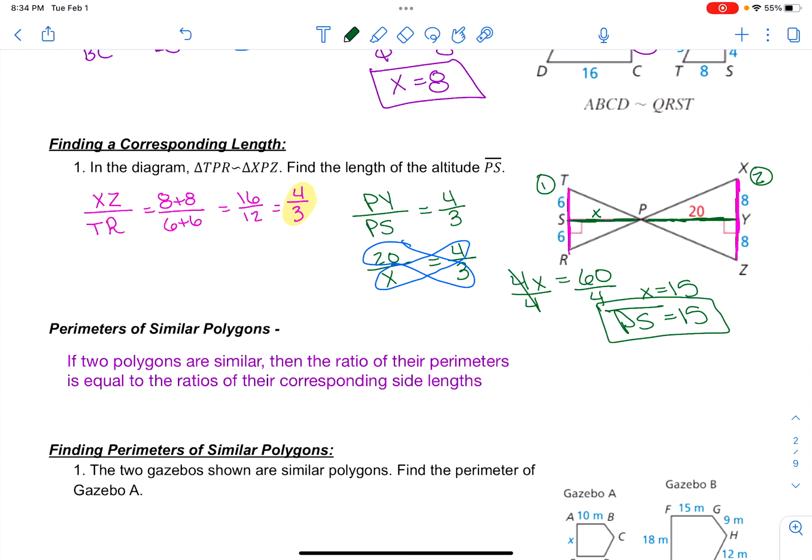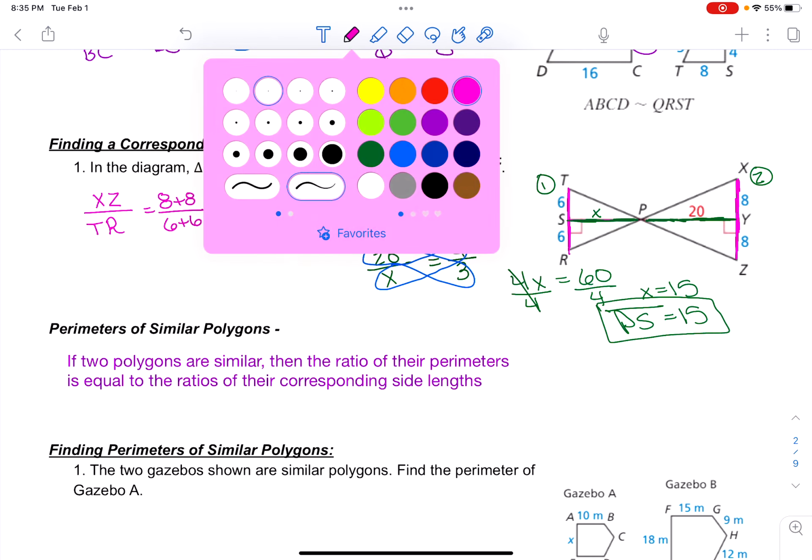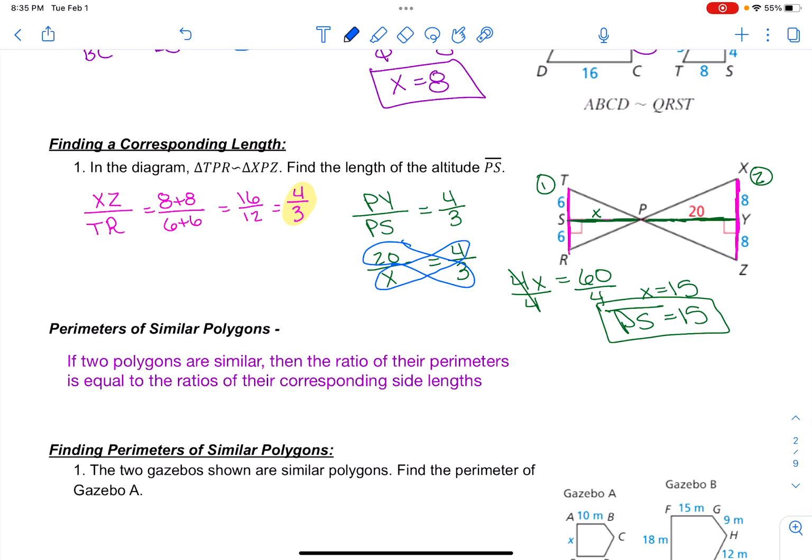So again, be cautious. This 4/3, remember, we used the XPZ triangle over the TPR triangle. So when we came down here, we had to make sure to keep it the same. We had to use the XPZ triangle up top and the TPR triangle on the bottom. If you flipped those, then it could mess up your answer.